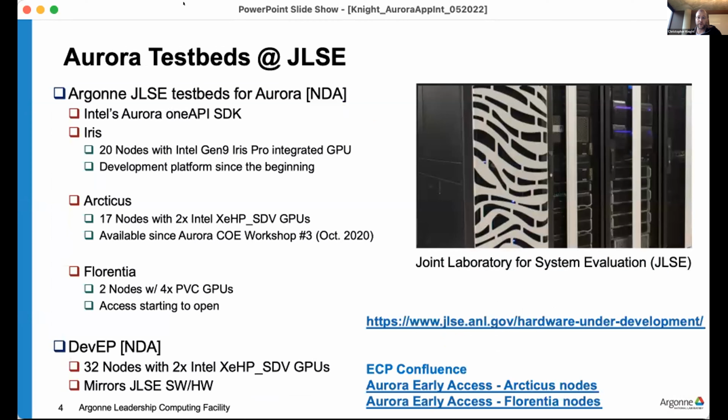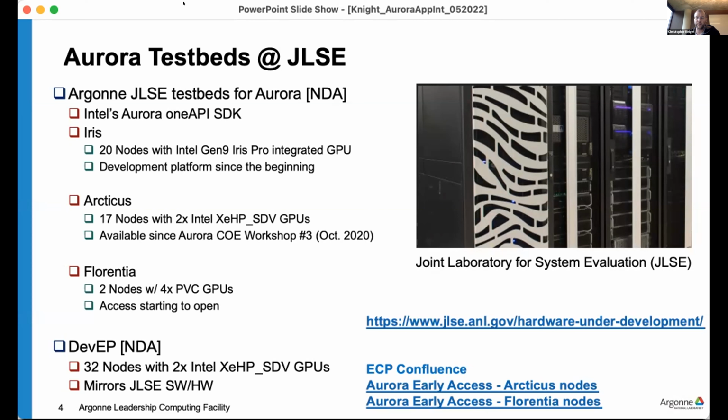The vast majority of the work that APID folks have been doing over the years has been primarily enabling teams on the Aurora testbeds. Folks familiar with this know that we've been working a long time with the Iris integrated GPUs, and more recently the discrete GPUs. For folks that have been attending many of the Aurora sessions, you'll be aware that we now have PVC nodes in JLSE, and we're slowly opening up access to the broader ECP community. That's where a lot of the effort is focused on engaging with teams across the board.